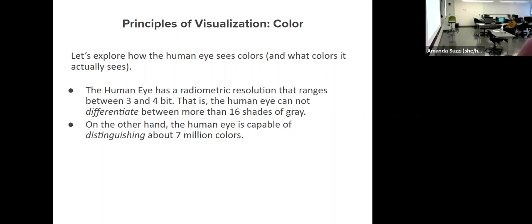So if you're using all the colors of the rainbow, you can distinguish a lot more. But you can't differentiate, it's not just 16 colors of gray, 16 shades of blue, 16 shades of red. You can only differentiate so many.